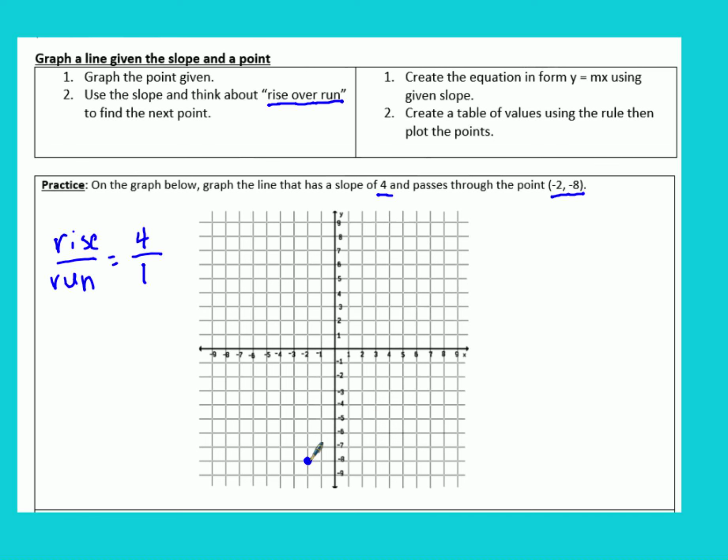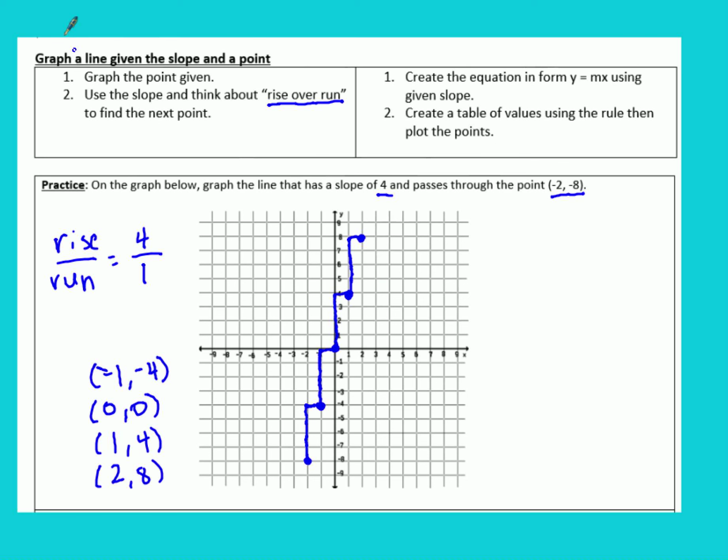So I'm going to start at the point that was given, and I'm going to go up 4 boxes. And then I'm going to run 1 box to the right. That means my next point is at -1, -4. From that point, I'm going to go up 4 again, and to the right 1. That means my next point is at 0, 0. So this is a proportional relationship. I go up 4 and to the right 1. So I'm at 1, 4. And then I can go up 4 and to the right 1. And I get another point at 2, 8.